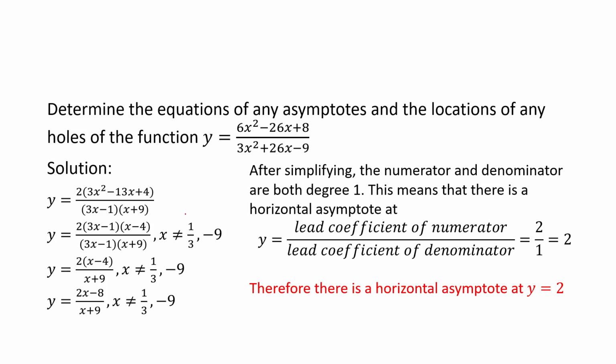After simplifying, the numerator and denominator are both degree 1, so there's still x's in the denominator. Now we look at the degrees. Because the degrees are both 1, we have equal degree over equal degree. That means we're going to have a horizontal asymptote at the lead coefficient of the numerator over the lead coefficient of the denominator, which is equal to 2 over 1. The coefficient up here is 2, and the coefficient down here is 1. So the horizontal asymptote is at y = 2.